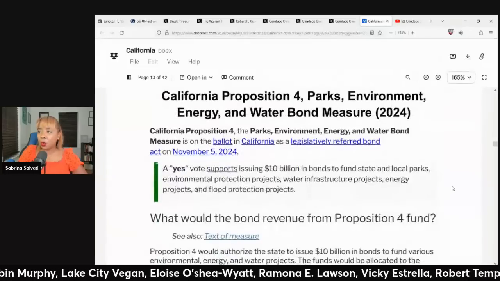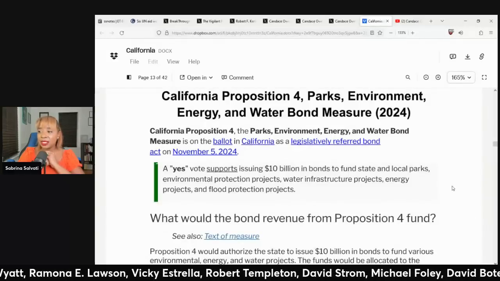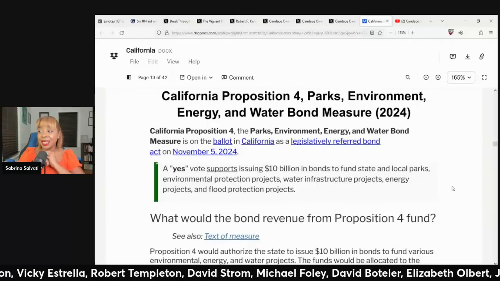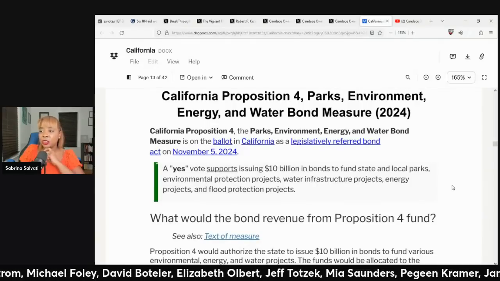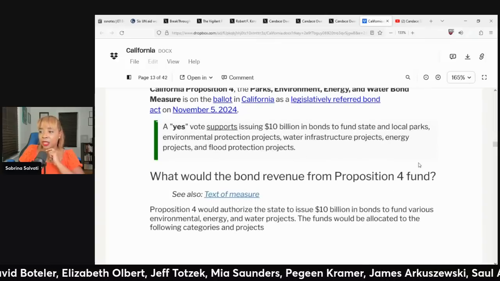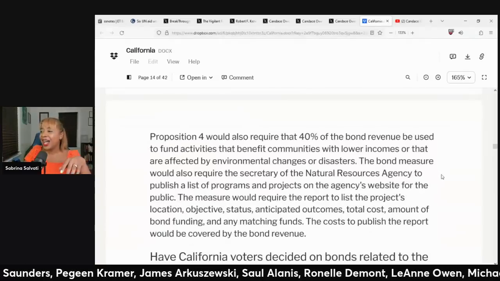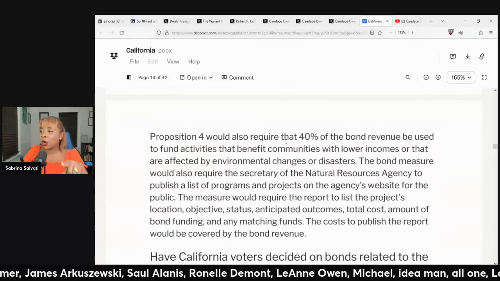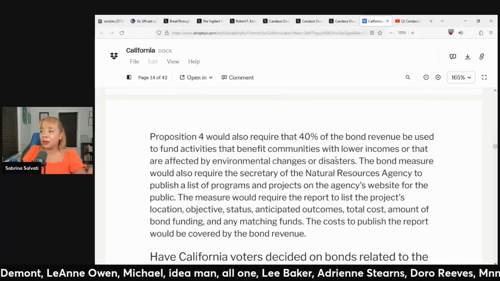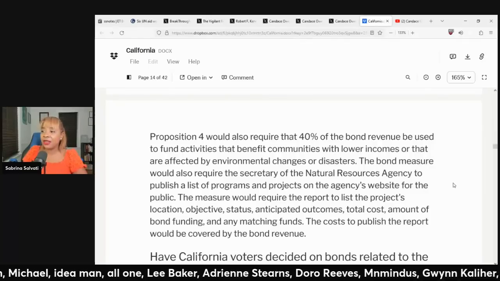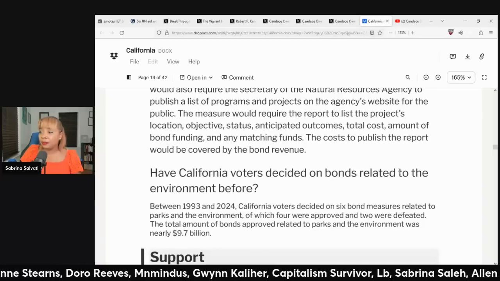California Proposition 4, Parks, Environment, Energy, and Water Bond Measure. A yes vote supports issuing $10 billion in bonds to fund state and local parks, environmental protection projects, water infrastructure projects, energy projects, and flood protection projects. Interesting. This is important. Proposition 4 would also require that 40% of the bond revenue be used to fund activities that benefit communities with lower income or that are affected by environmental changes or disasters. I think that's important to note.